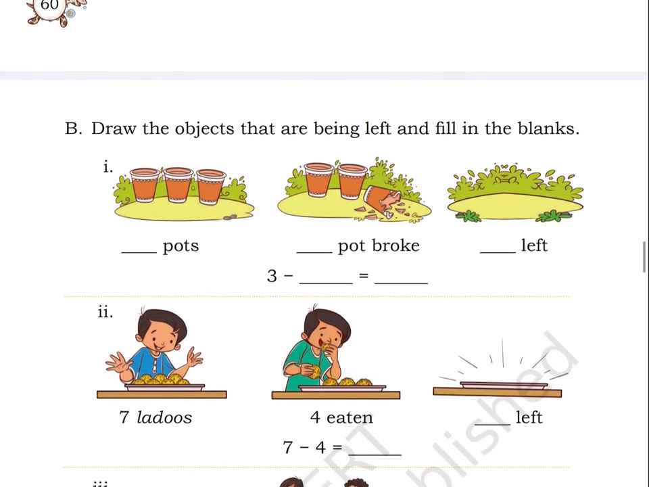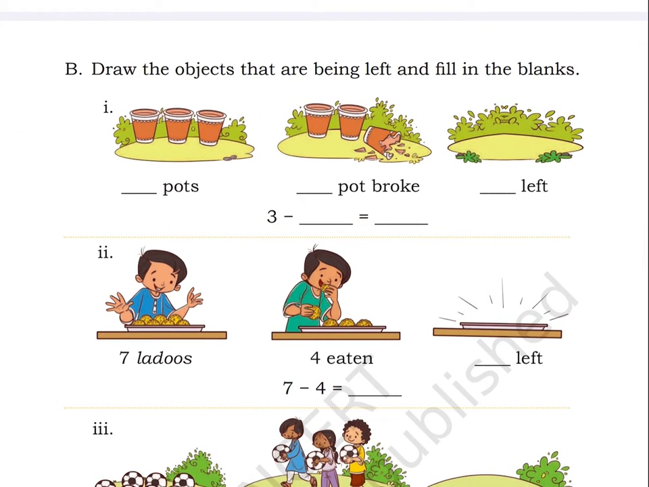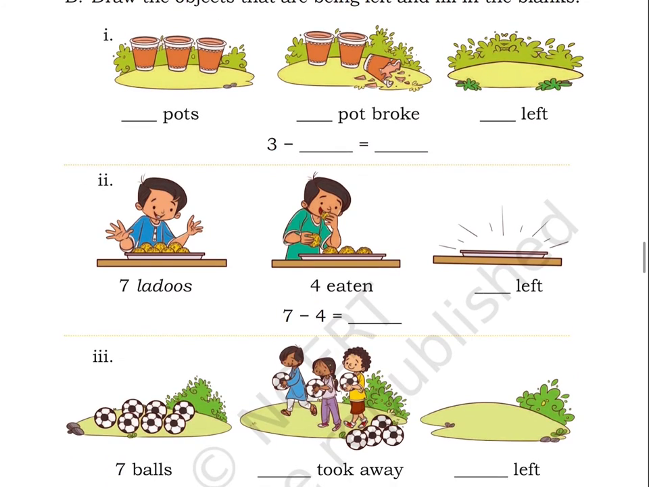Page number 61. B. Draw the objects left and fill in the blanks. 1. In the first picture, we have 3 pots. In the second picture, 1 pot is broken. 3 minus blank is equal to blank. In the last picture, you have to draw the final number of pots left. Therefore, blank pots were left.